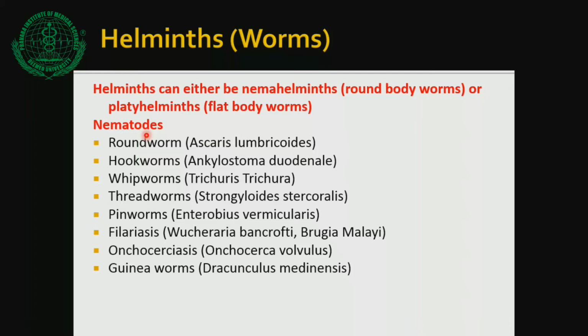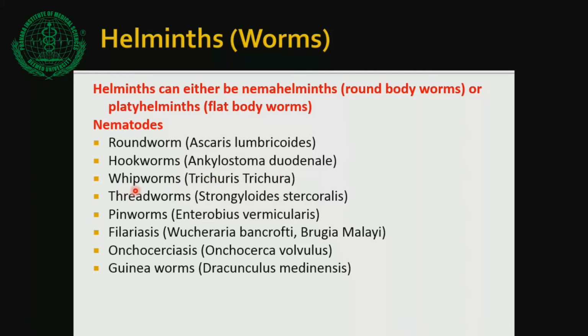This is a very common infestation. Remember, whenever it is a worm or Helminth, we call it an infestation, while for bacteria and virus we use the term infection. The first nematode, which is very common, is the roundworm, scientific name Ascaris lumbricoides. The second is the hookworm. There are two species: Ancylostoma duodenale and Necator americanus.